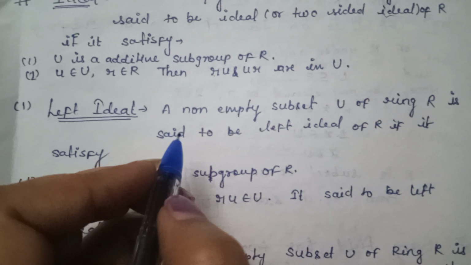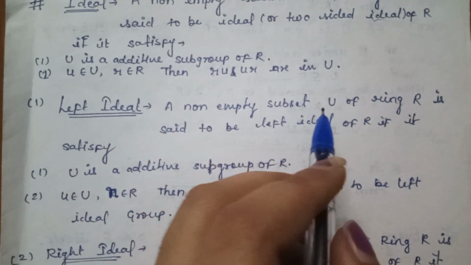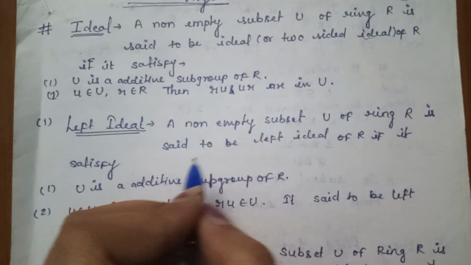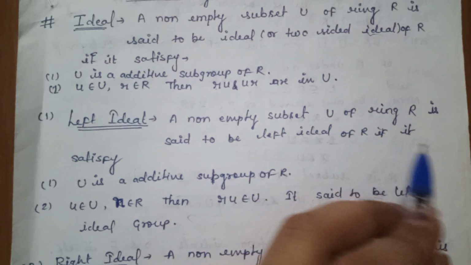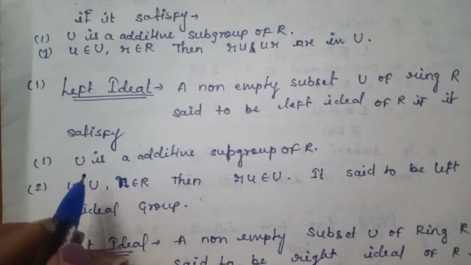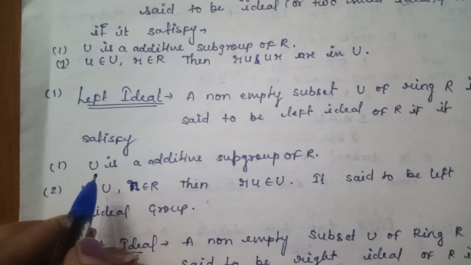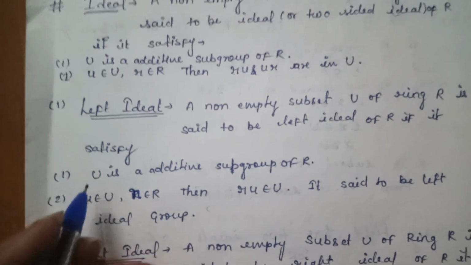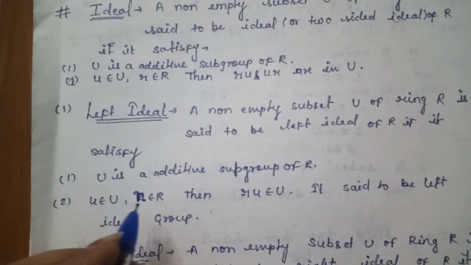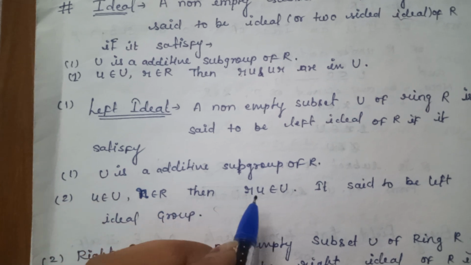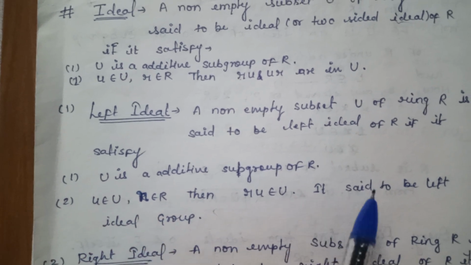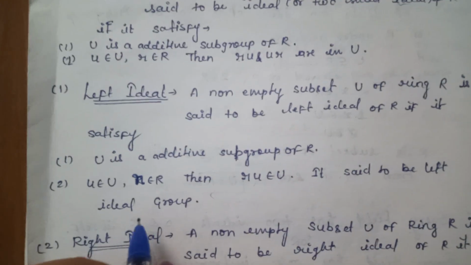Definition of left ideal: a non-empty subset U of ring R is said to be a left ideal of R if it satisfies the two conditions. First, U is an additive subgroup of R, and if small u belongs to U and small r belongs to R, then ru belongs to U. It is said to be a left ideal.